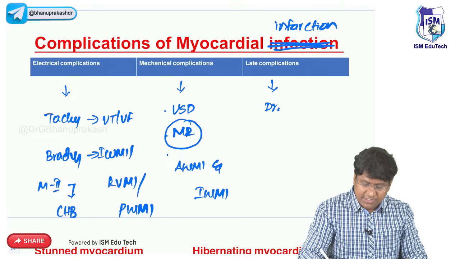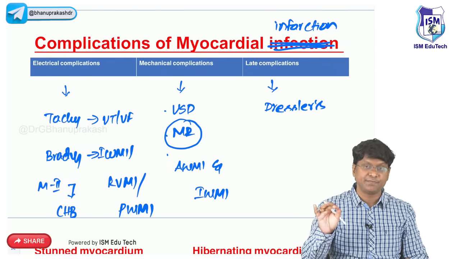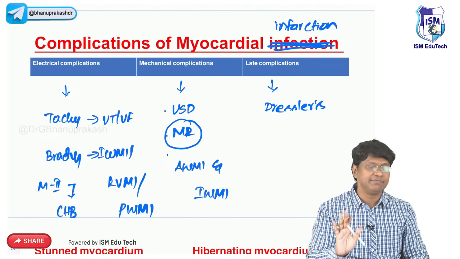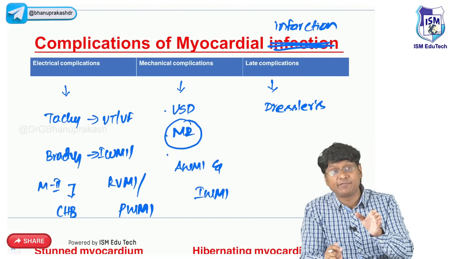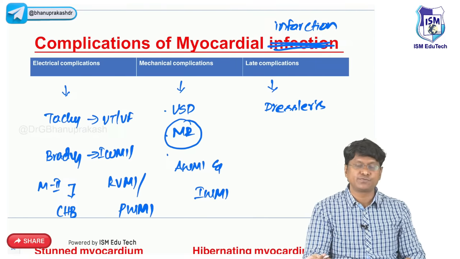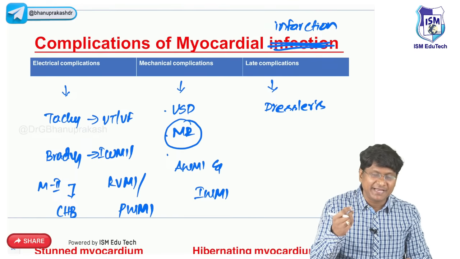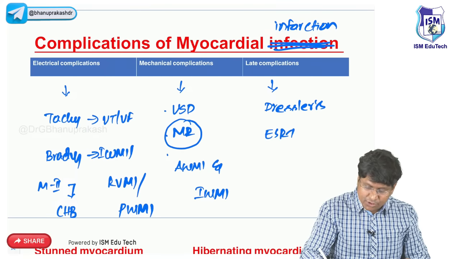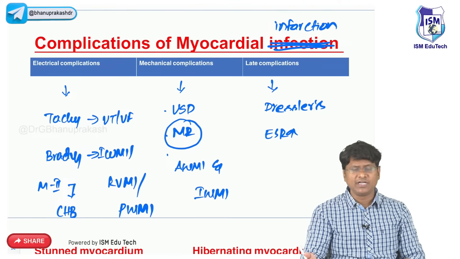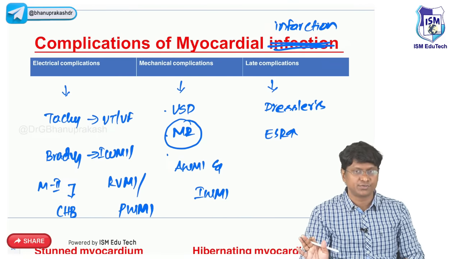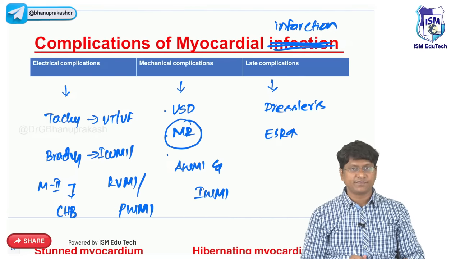Then what are the late complications? Late complications include Dressler syndrome. Now what is this Dressler syndrome? That is post myocardial infarction pericarditis, which develops a few weeks to months after development of MI. So it's a pericarditis, and the individual will present with chest pain. Even the ESR is elevated in Dressler syndrome. And what is the treatment that we give? Either we give colchicine, or high-dose aspirin, or corticosteroids. So that is the treatment in case of Dressler syndrome.